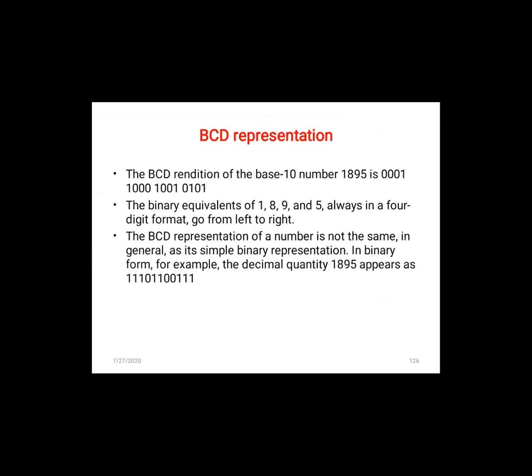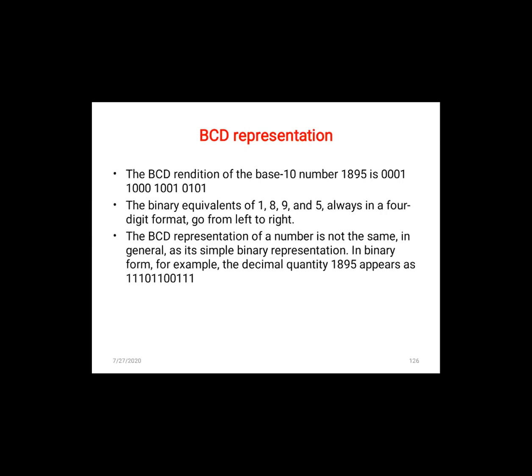Suppose the decimal number 1895 is given, base 10. That is my decimal number. Now what we used to do in binary was divide 1895 by 2. We used to divide by 2 till the quotient was 0, and then whatever came out was a string of ones and zeros. So the limit was not there, how many ones and zeros there would be.